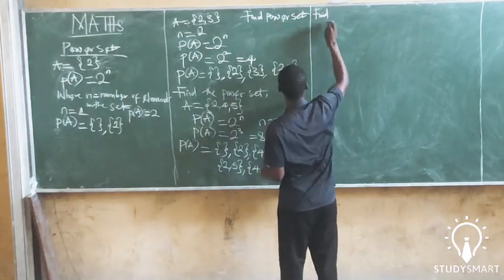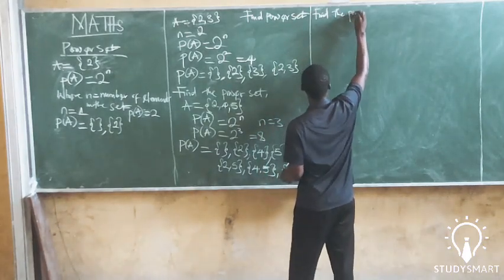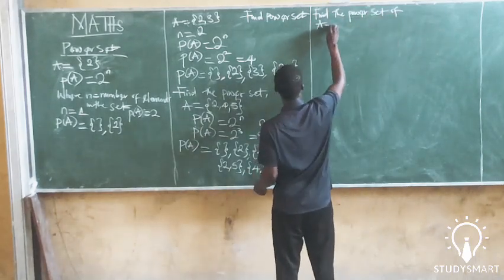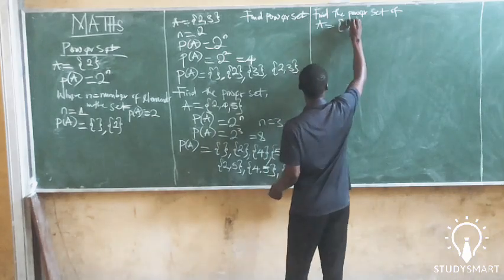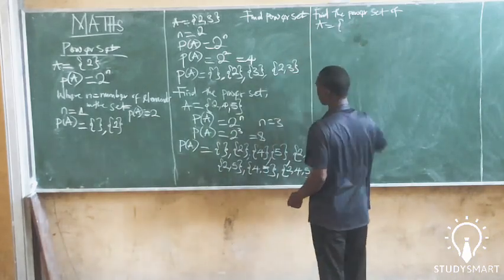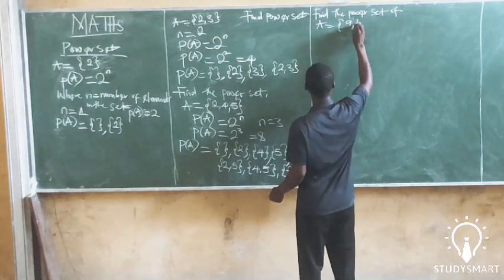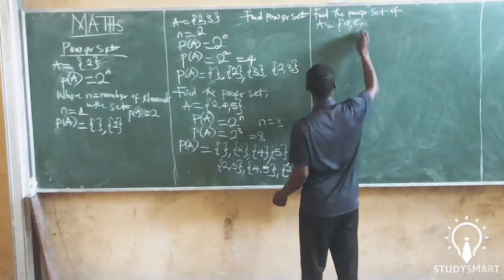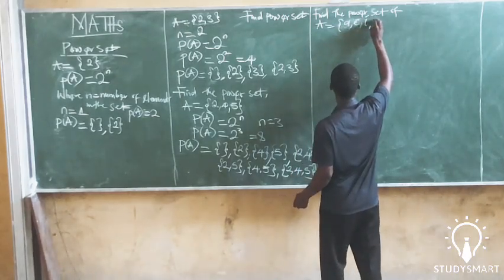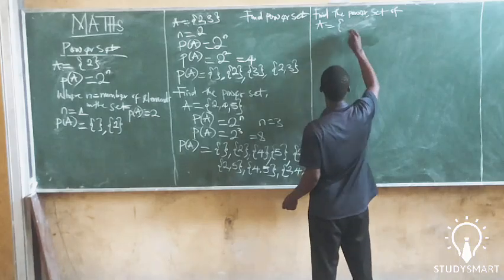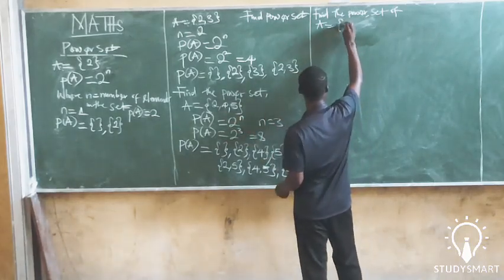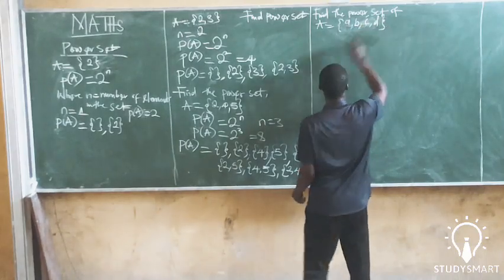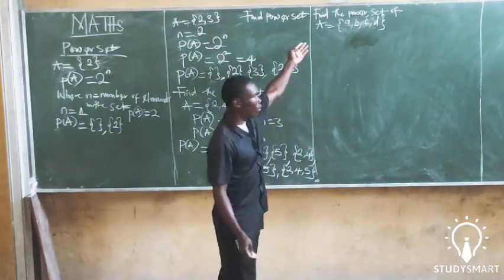Let's say find the power set of A equal to the set of 1, 2. Okay, let's use alphabets now. Let's use A, E, I. Oh, this one will be very good. Okay, let's include 4. Let's say A, B, C, and D. Let's use this. Find the power set of this element.